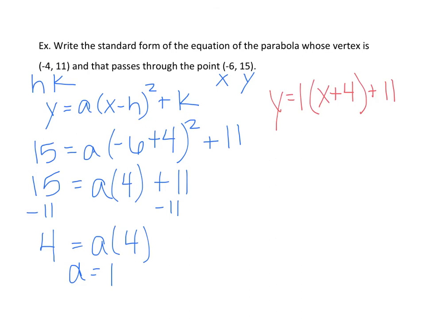Let's check our points just to get an idea of what this would look like. Negative 4, 11 is supposed to be my vertex. It's going to be up here. And then my point on here is going to be at negative 6, up 15. So this is indeed an upward facing parabola, so it's positive. My vertex is at negative 4, 11. Remember, your inside is always your opposite.